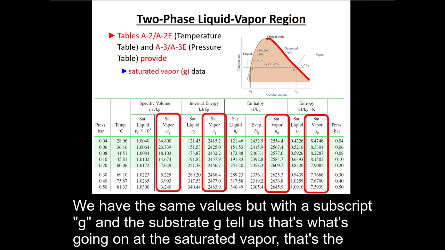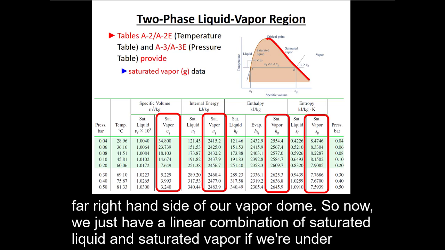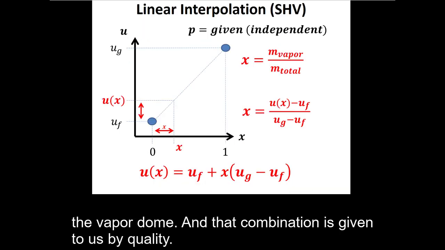We have the same values, but with the subscripts G, and the subscript G tells us that's what's going on at the saturated vapor. That's the far right-hand side of our vapor dome. So now we just have a linear combination of saturated liquid and saturated vapor if we're under the vapor dome. And that combination is given to us by quality.